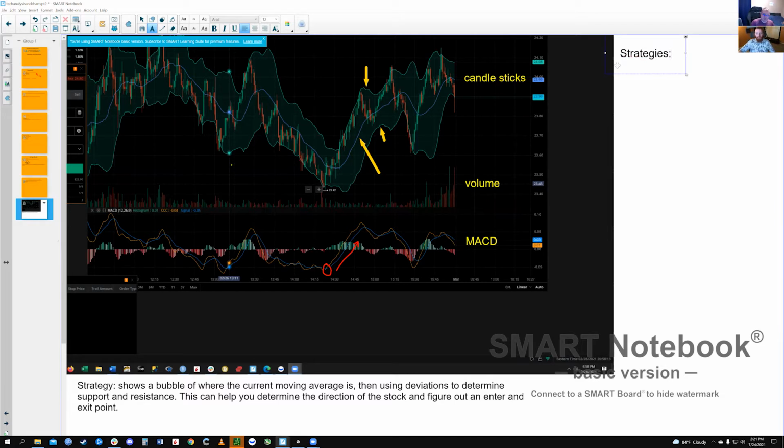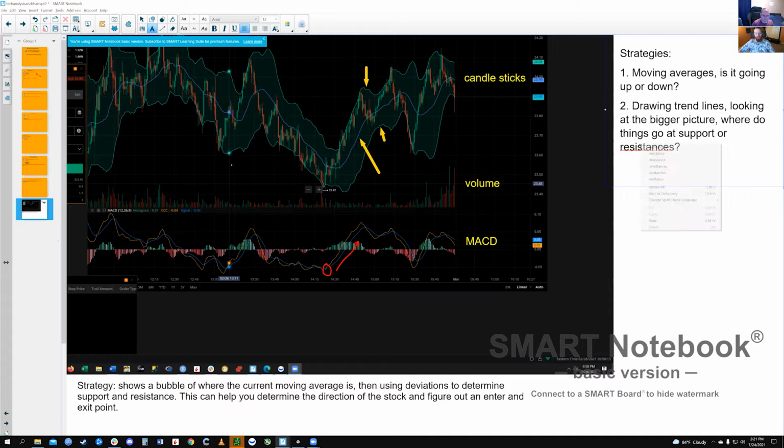So far, let me list all the strategies that we've learned so far. Okay. So the first one we learned is just the moving averages. And that's just kind of seeing is it going up or down? We talked about drawing trend lines. So that's basically looking at the bigger picture. Where do things go at support or resistances? Yeah, I know we're supposed to use an A. Okay. The next one is RSI. Do we look at things overbought or oversold? I'm doing this for a reason, guys, okay? We looked at the MACD. So that's showing bull to bear trends. And then now we learned the Bollinger Bands.